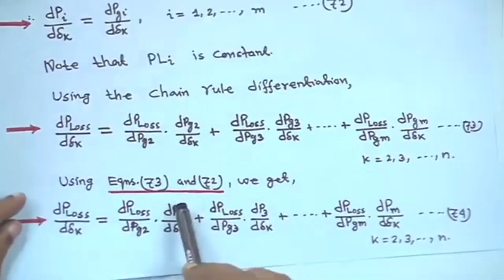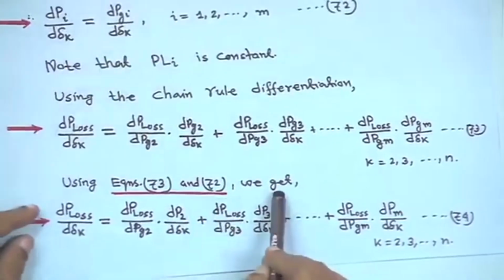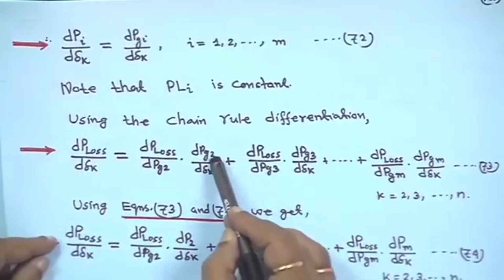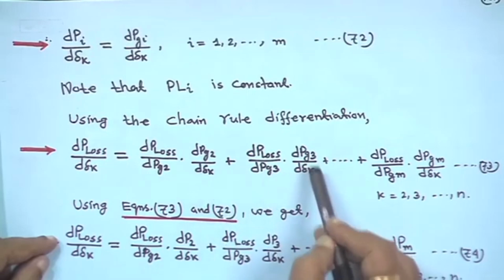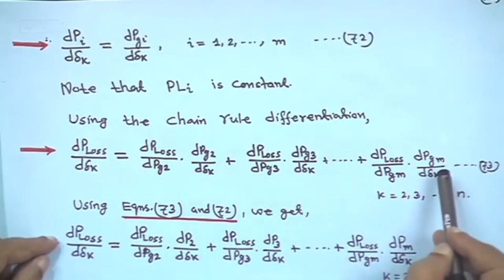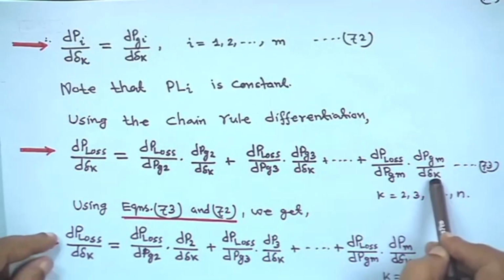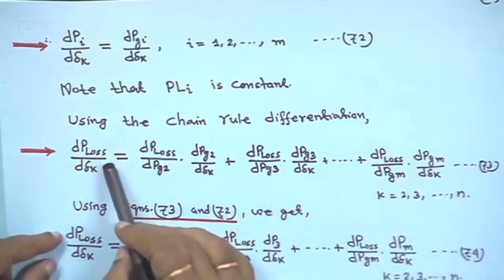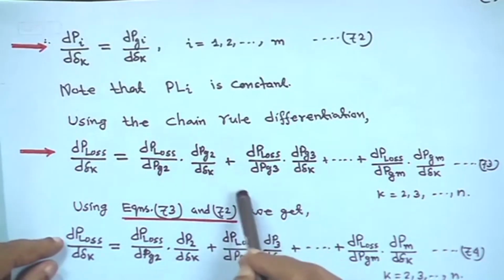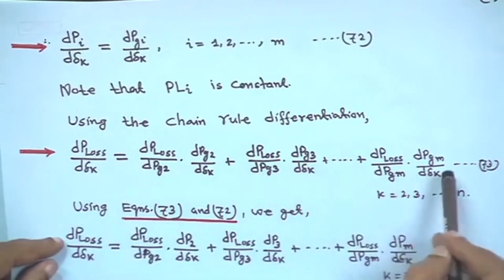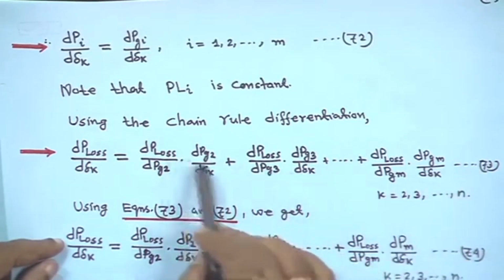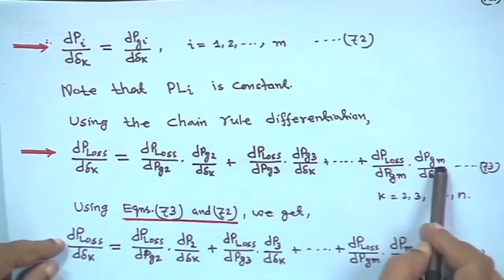Now, using equations 73 and 72, we will get dPg2 upon d delta k, dPg3 upon d delta k, and in general up to dPgm upon d delta k. Loss is a function of all the generations except the slack bus one, so it is written up to the mth term, because we have m generators, beyond that nothing. That is why it starts from Pg2, Pg3 and goes up to Pgm.